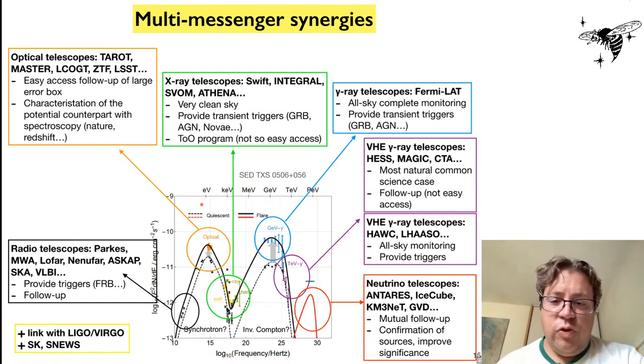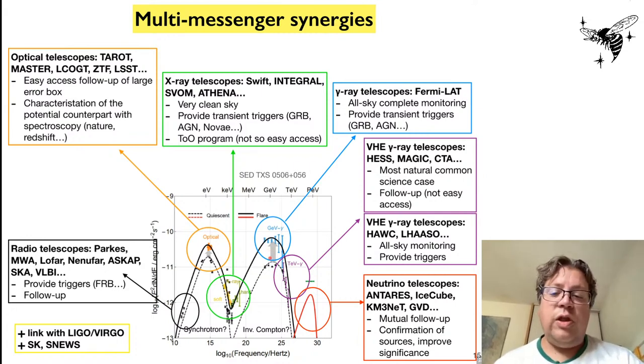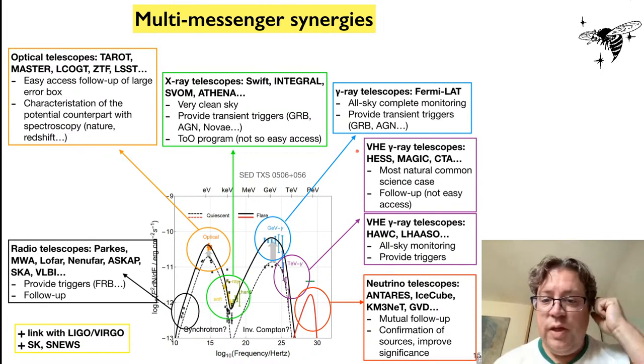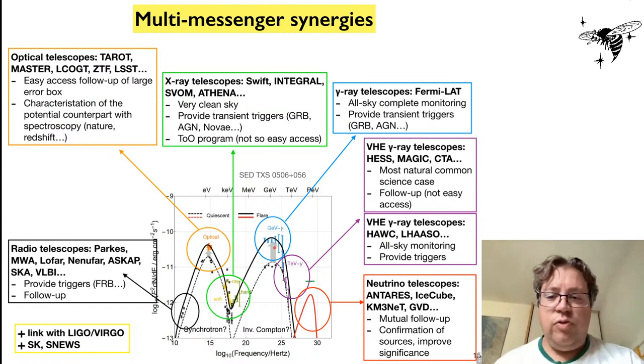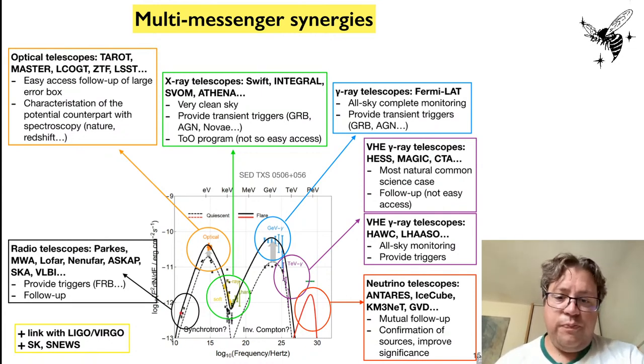You have the X-ray, and X-rays are very important because they are a very clean sky. They provide some nice triggers, and they constrain the magnetic field and the density of the medium, so you cannot overshoot the X-ray. For example, if you do some proton synchrotron, you cannot have a very large magnetic field, otherwise you will overshoot the X-ray. Gamma rays are associated with the neutrino, so they are a quite natural link, and radio is a nice tracer of the region.